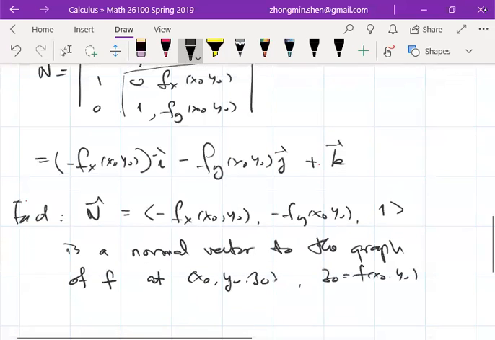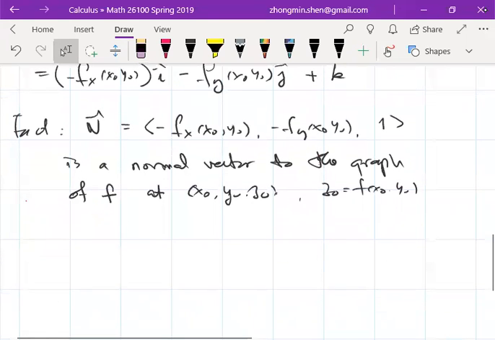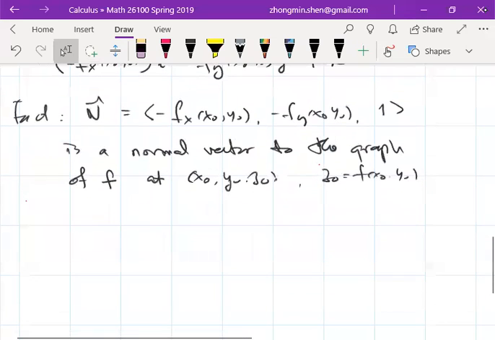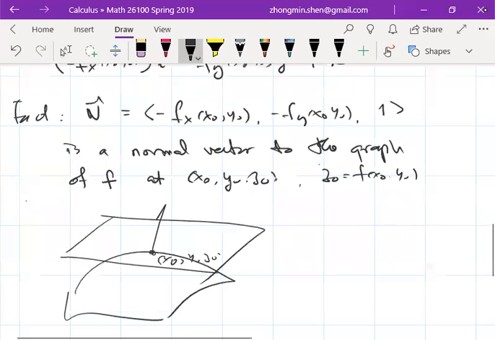Once you get this, the equation for the tangent plane is easy to get. How do I do that? Here's a plane, here's a surface. Now we forget the surface and just look at the plane. This is a normal vector, right? The normal vector is perpendicular to the surface, more precisely, perpendicular to the plane. So I can describe the plane in two different ways.